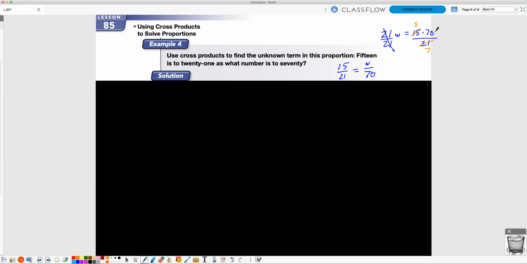Another compatibility thing happens here. 70 divided by 7 is 10, and 7 divided by 7 is 1. So now all I'm left with is 5 times 10 in the numerator and 1 in the denominator. I know what that is. W equals 50. So I would just plug that 50 into the position for W to create the proportion.